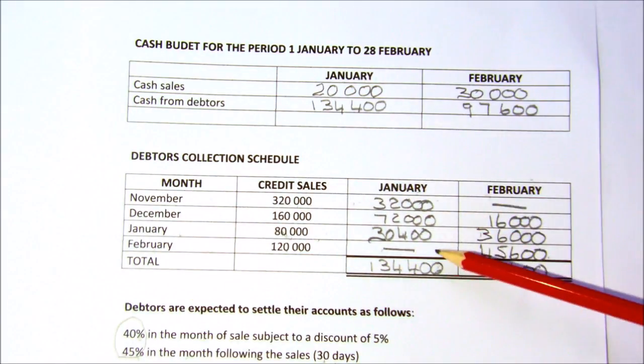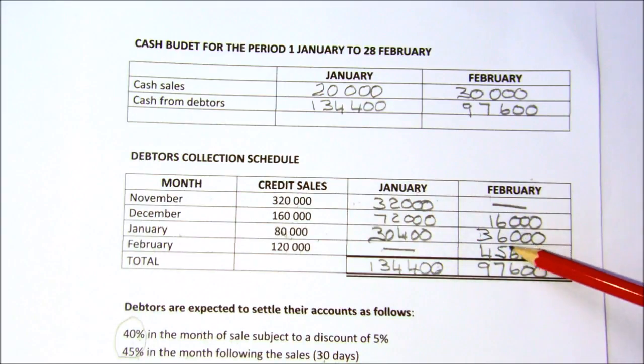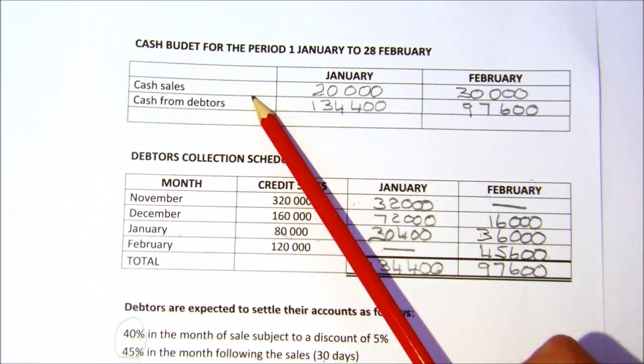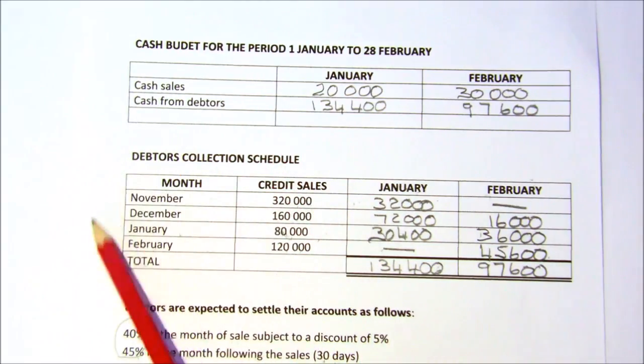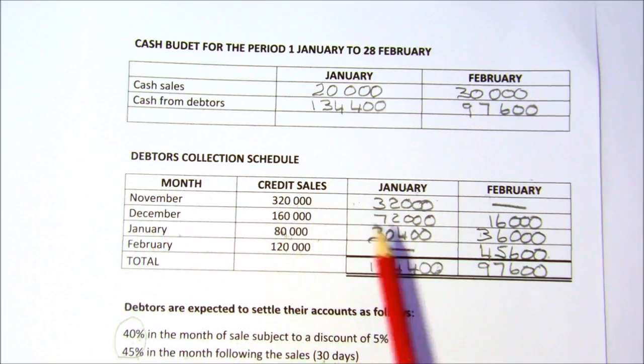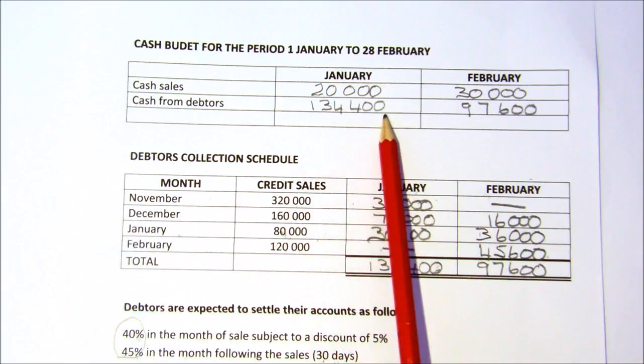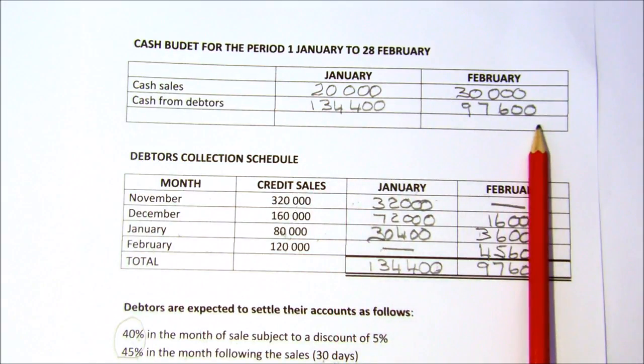Now this note is really just to assist you with workings, because there's a lot of figures here, and it's going to be very complicated if you try and put it all into brackets. So that's why this is there to assist you to be a bit more organized. Those figures then will go back into your cash budget as your cash from debtors.